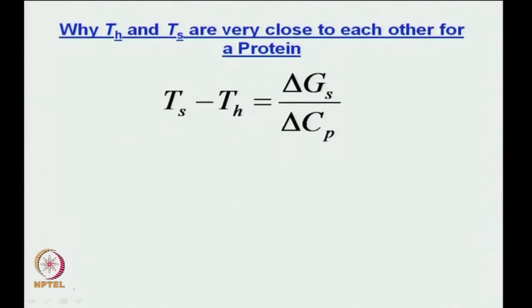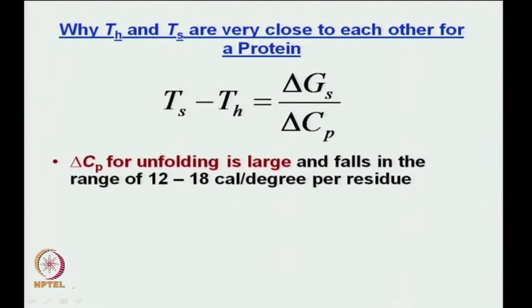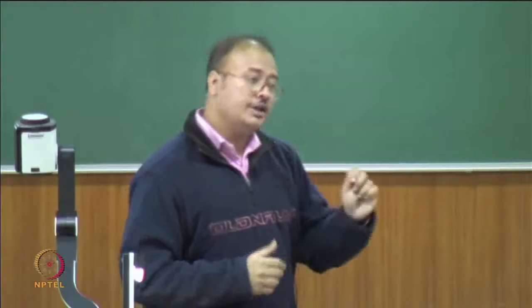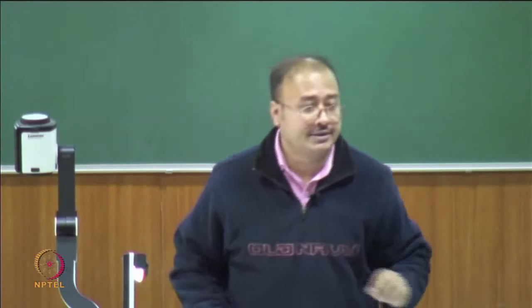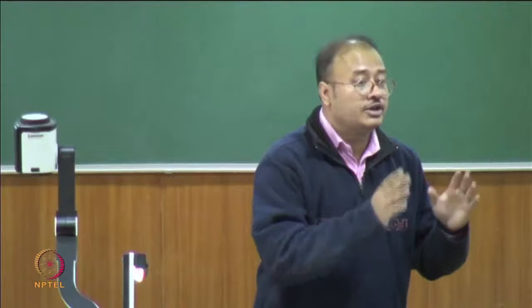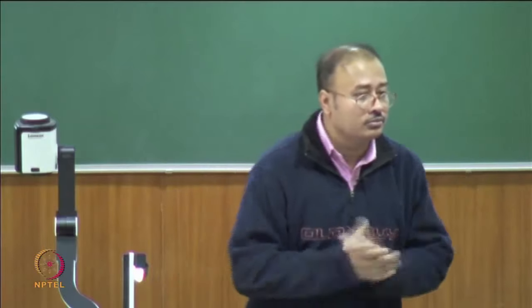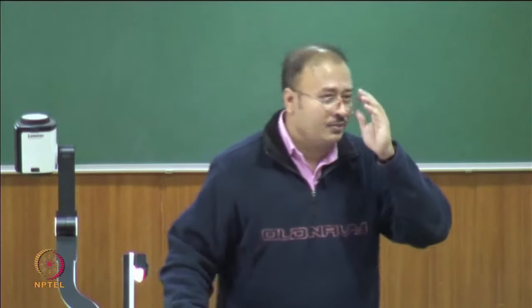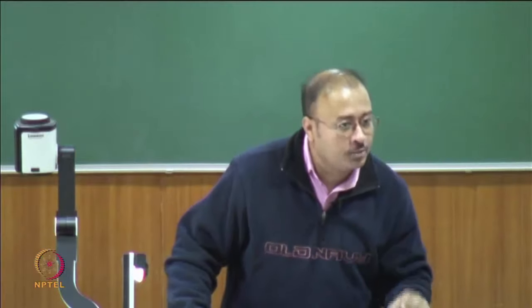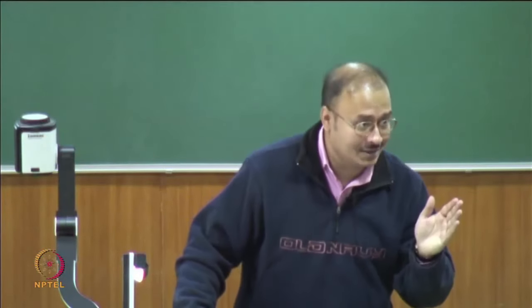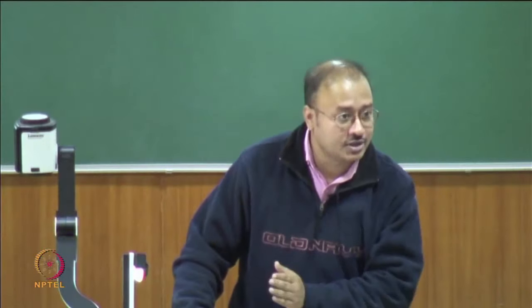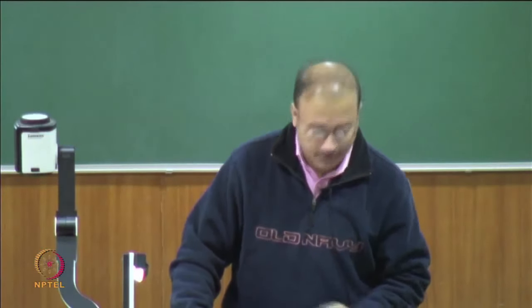Now, what it means is that delta Cp for unfolding is large and falls in the range of 12 to 18 calories per degree per residue. This is definitely an approximation, but think about it. Given a protein, it can have 100, 200, 300, 400, many residues. Even without doing a formal measurement of delta Cp, you can estimate the possible delta Cp you are going to see, because you are already given the range.